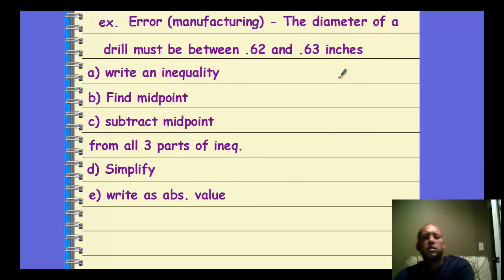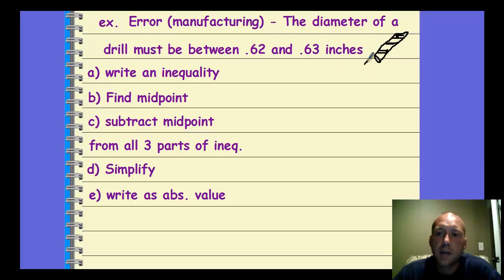Some applications: tolerance. We see this in some manufacturing. If we have a drill bit, and if you go buy a drill bit, it'll have a certain diameter. And the diameter it says may not be what it actually is. They're allowed to mess up. If you're told as a manufacturer, it could actually be between 0.62 and 0.63 inches, then we can write a tolerance for that.